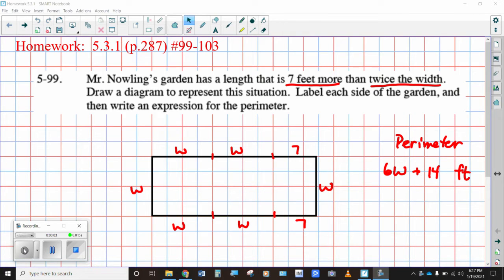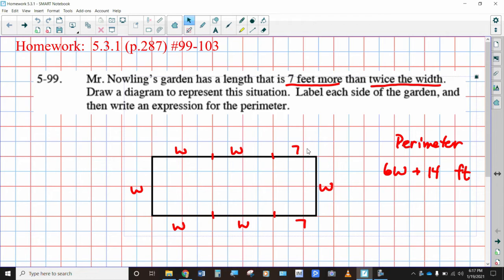Alrighty, let's take a look at our homework for lesson 5.3.1. Number 99 says, Mr. Knowling's garden has a length that is 7 feet more than twice the width. Draw a diagram to represent the situation. Label each side of the garden and then write an expression for the perimeter.